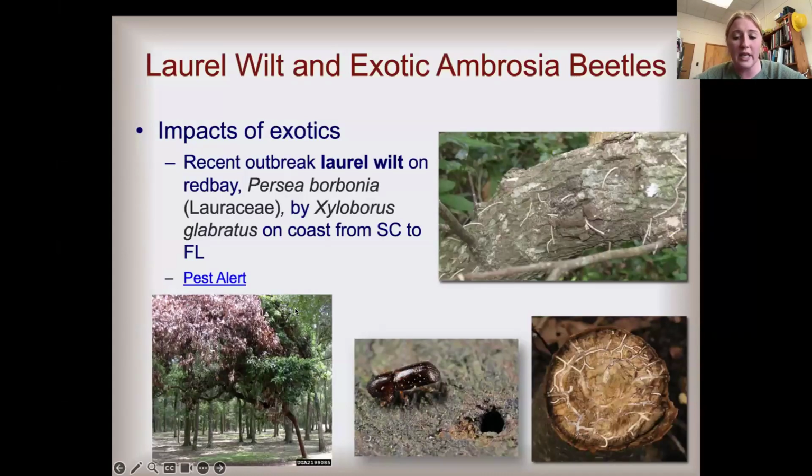They carry a fungus that they use to colonize their egg galleries as they tunnel into the sapwood. They carry this fungus and feed on it for food. Scientists determined that a non-native ambrosia beetle species was colonizing these red bays, and the fungus that they carried with them to feed on is pathogenic to the trees, which you may have heard of as laurel wilt.